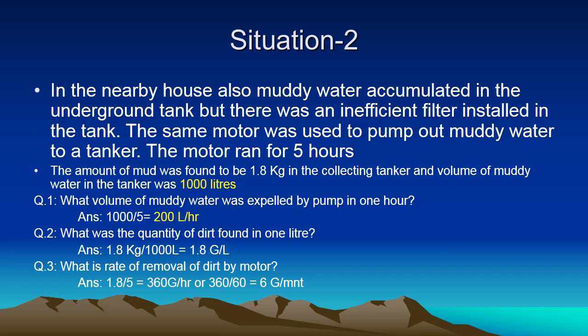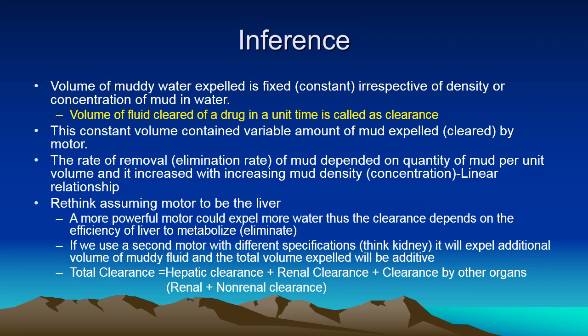Therefore, what volume of muddy water was expelled by the pump in 1 hour? 200 liters per hour. What was the quantity of mud found per liter? It was 1.8 grams. And what is the rate of removal of mud by the motor? 6 grams per minute. So what is the inference? Volume of muddy water expelled is fixed irrespective of density or concentration of mud in water.